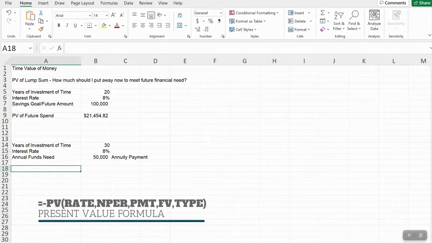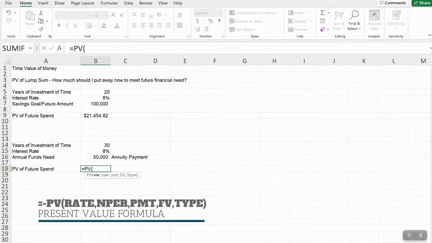Again, I'm going to use my present value. So my present value of future spend, that's how I like to think of it, is going to be my PV. I need my rate. So my rate is 8%. My number of periods in this case is 30 years. And this time I have an annuity payment that I'm going to need. So 50,000.